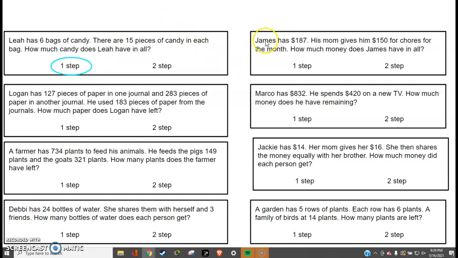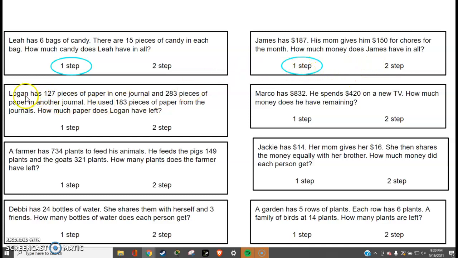The next question says, James has $187. His mom gives him $150 for chores for the month. How much money does James have in all? Again, do you think it's a one-step or a two-step problem? That's right, it's a one-step problem.